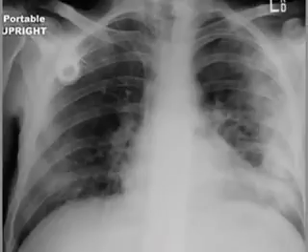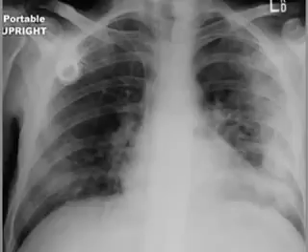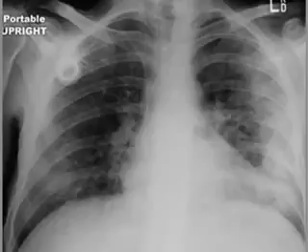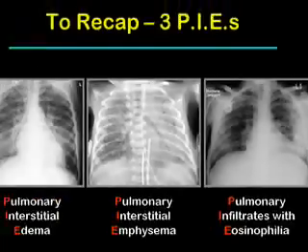And pulmonary infiltrates with eosinophilia. There can be multiple causes, as we've seen. The airspace opacities with pulmonary infiltrates with eosinophilia tend to be fleeting or transitory. They may be the reverse of pulmonary edema and laterally placed in the lung.